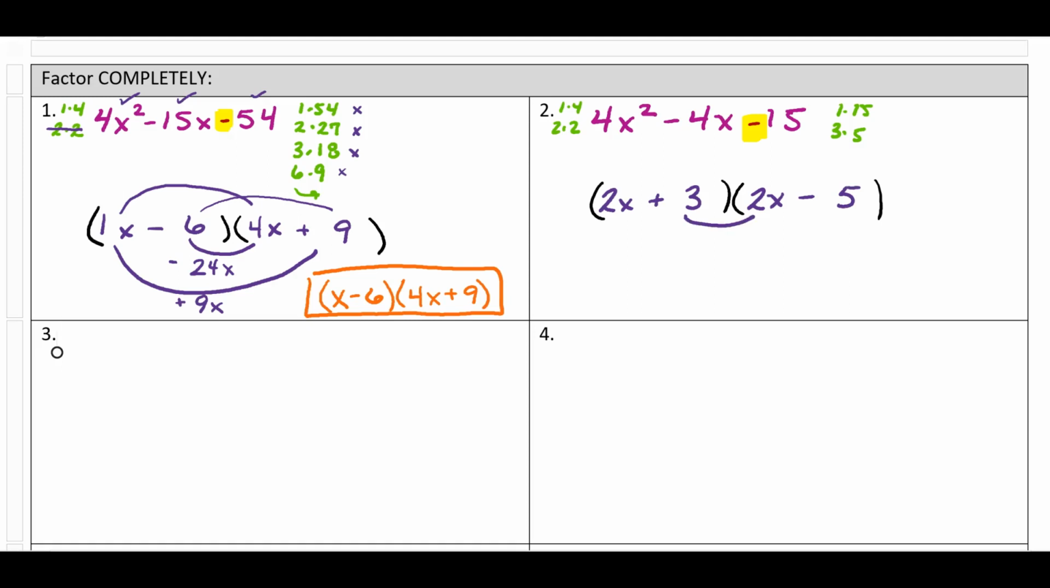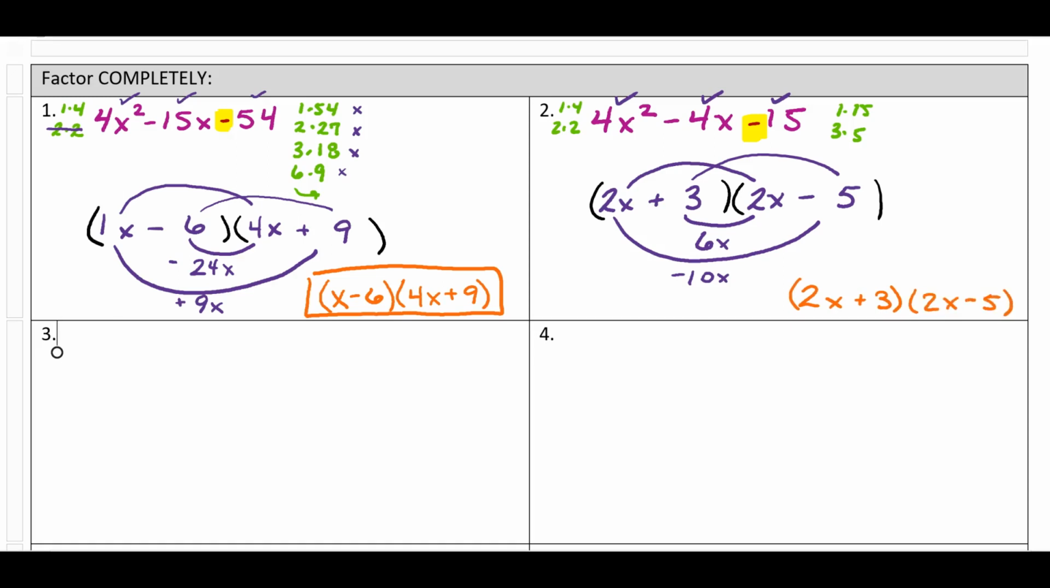So 3 times 2x is 6x. 2x times negative 5 is negative 10x. And look at that, it's negative 4x. So, first guess was the right one. Sometimes that happens. So let's double check and make sure we didn't make a mistake. 2x times 2x, 4x squared. 6x minus 10x equals negative 4x. And 3 times negative 5 equals negative 15. So we have the right answer here. So we have 2x plus 3 times 2x minus 5.